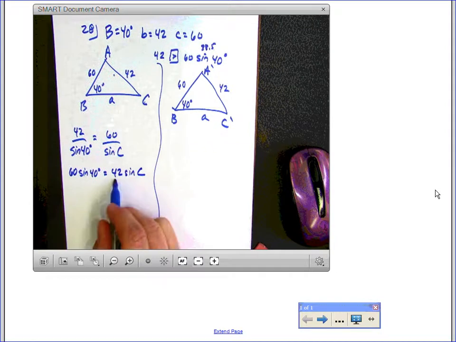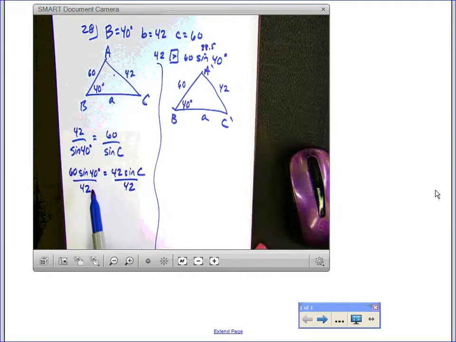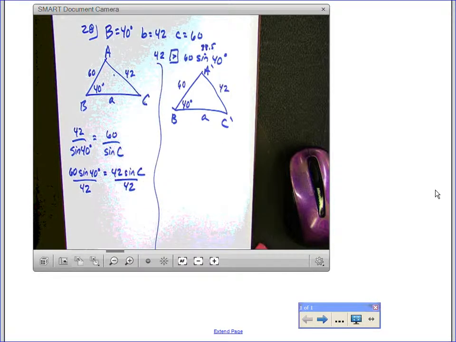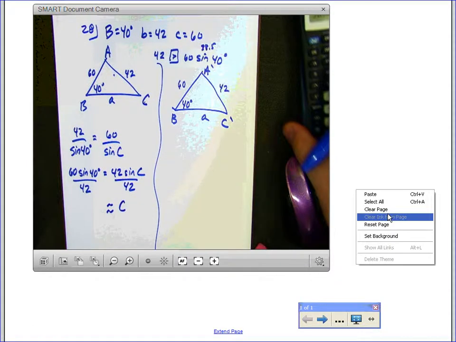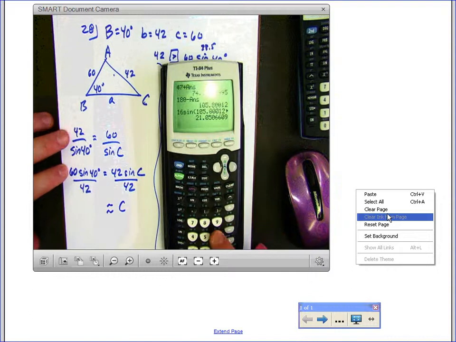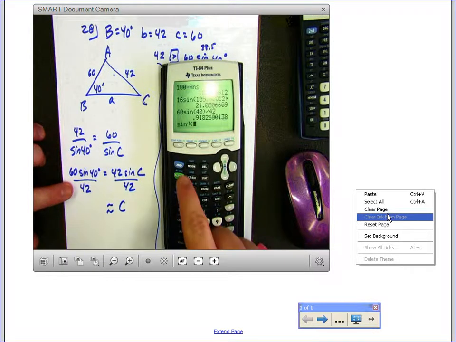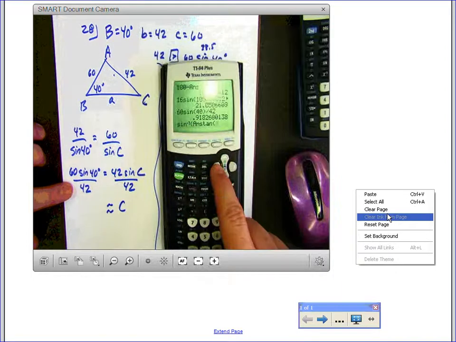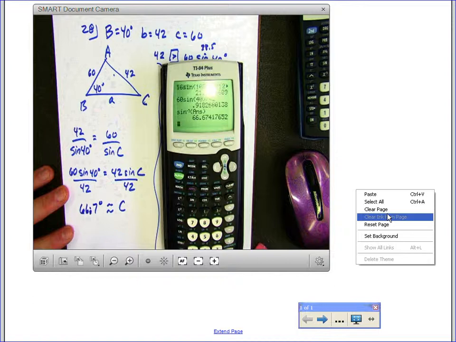All right. Let's solve for the C. So let's get rid of 42. And then after we divide this, we'll take inverse sine of whatever this is to get rid of the sine. I'm going to go ahead and finish it because I'm taping, so you don't have to watch. All right, so let me punch it in now. And I'll go ahead and work it out, just in case you miss something else too. Like 60 times sine of 40 divided by 42. That, so we're going to do inverse sine. There we go. All right. So you get about 66.7 degrees.